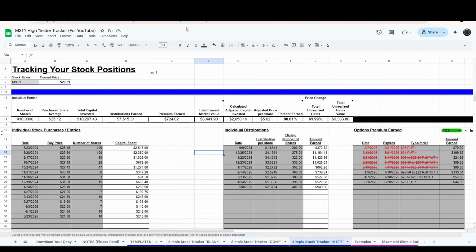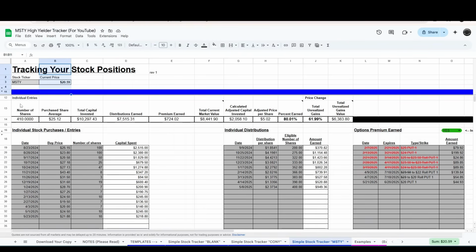At the top, as you can see, it's got the ticker symbol, and that's where you would enter the ticker symbol of the stock that you want to track. In this case, I'm tracking MSTY, M-S-T-Y. And when you enter that, it will kick out the current price. That current price is only the price during market hours. So if it is after market hours, that will be the closing price, okay?